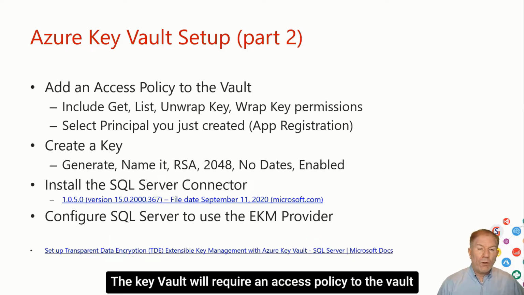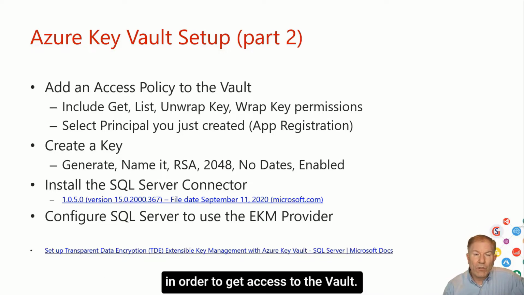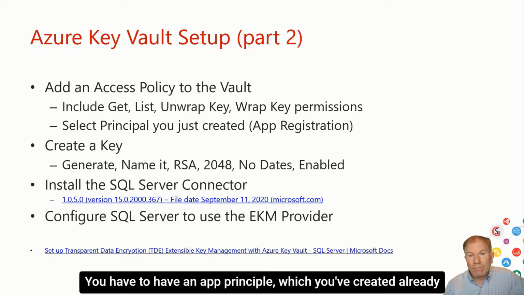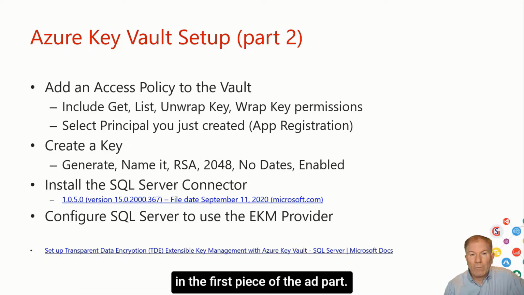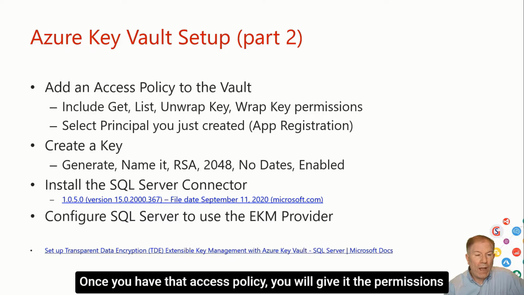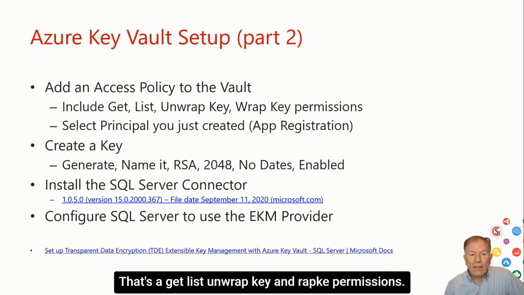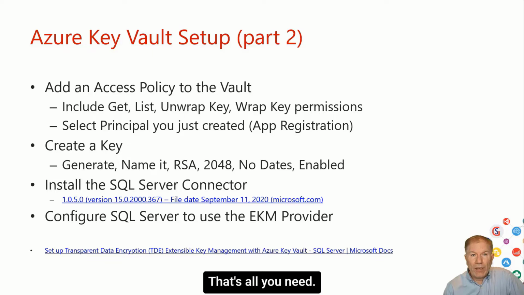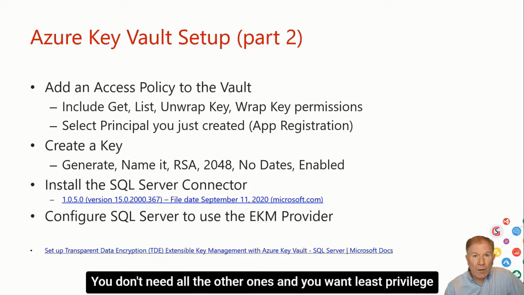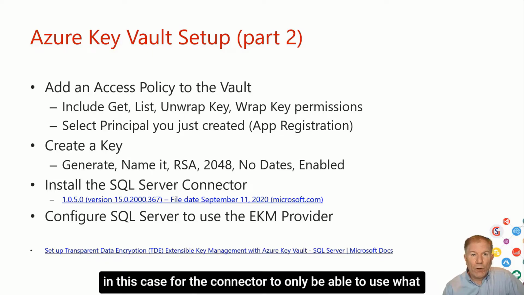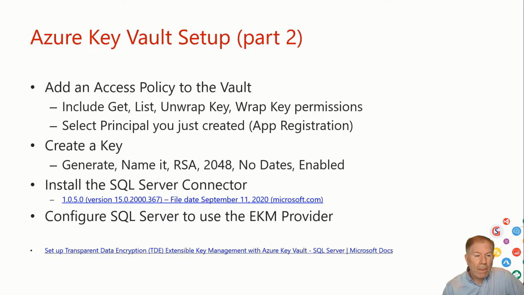The Key Vault will require an access policy to the vault. In order to get access to the vault, you have to have an app principal, which you've created already in the first piece of the AD part. Once you have that access policy, you will give it the permissions that are listed below: get, list, unwrap key, and wrap key. That's all you need. You don't need all the other ones, and you want least privilege in this case for the connector to only be able to use what it needs to use.